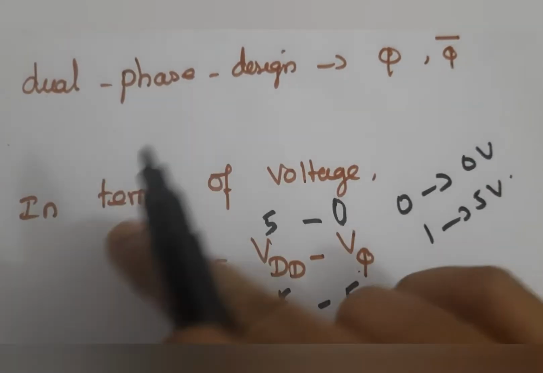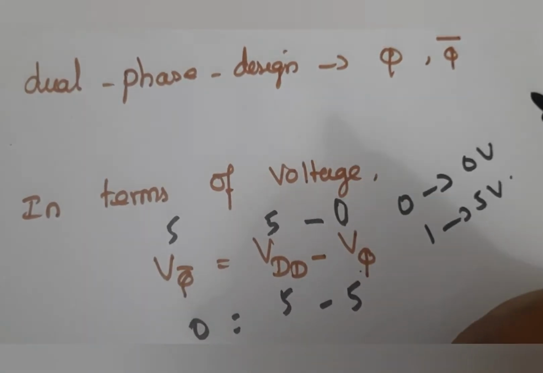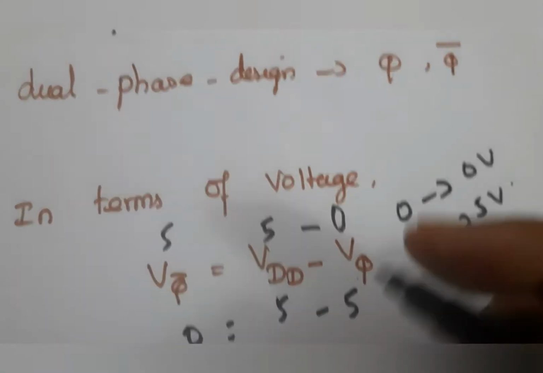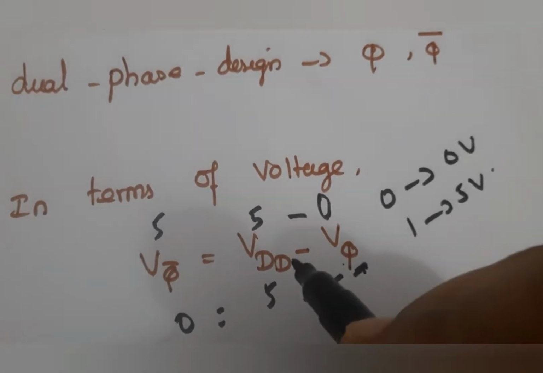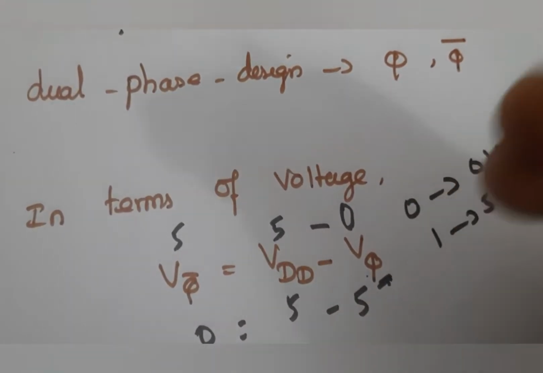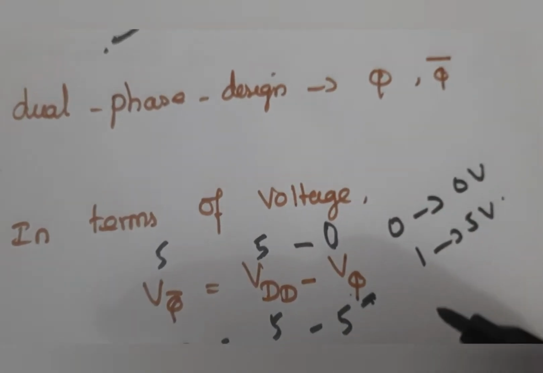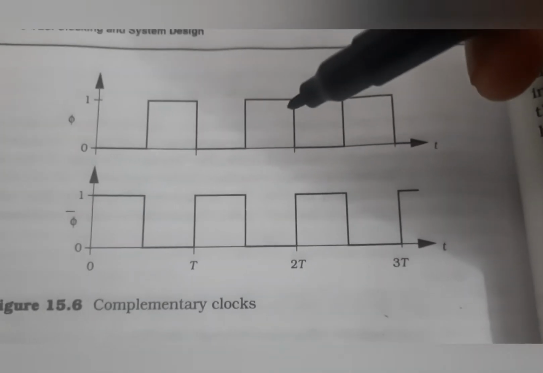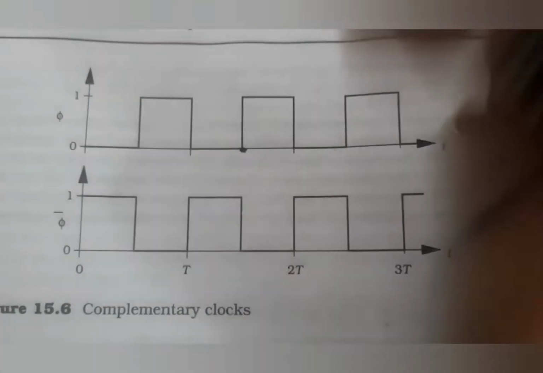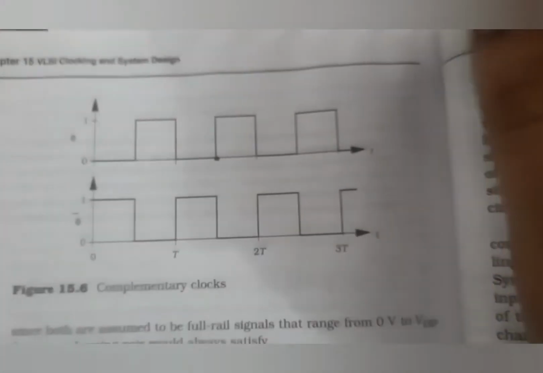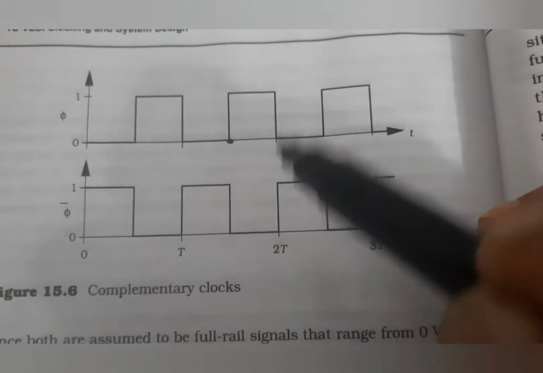So by designing like this, we will get two different clock cycles from the same source. With only one source, we just get a complement of this, and we can apply two different clocks to the design. So basically the square wave is considered as a clock wave, and the frequency of this defines the performance of the overall system design. This is a complementary clock.